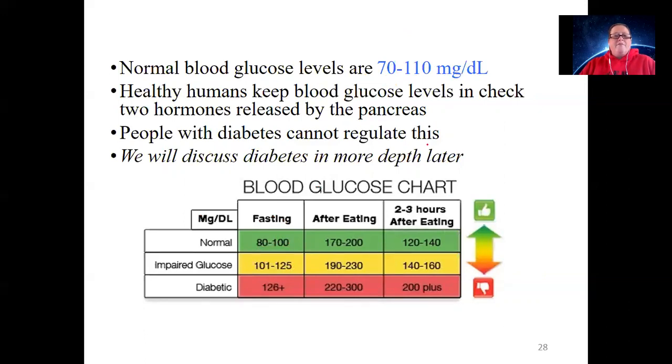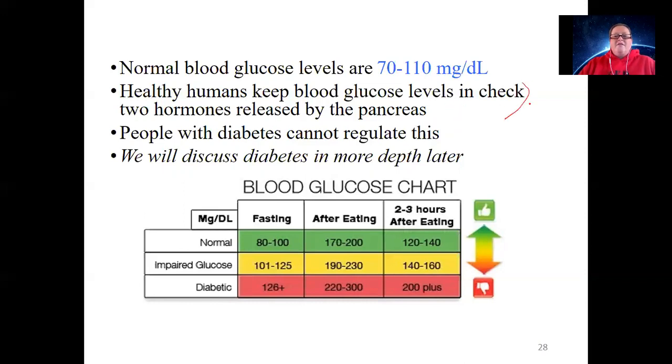Healthy humans keep blood glucose levels in check. And there are two hormones that are released by the pancreas. We have insulin and glucagon. If your blood sugar levels get too high, it causes insulin to be released, and that starts making your body use up that blood sugar really fast to lower the levels in your blood. If your blood sugar levels get pretty low, the glucagon is released, and it causes stored polysaccharides in your body in the form of glycogen to break down and form glucose.